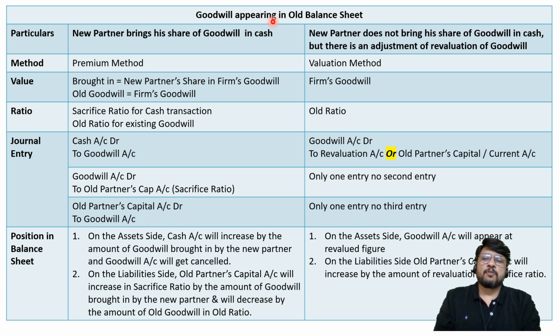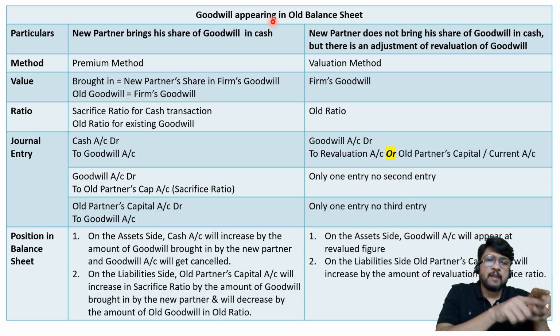Now what is the meaning of problem balance sheet already having goodwill? It means in the past they have already passed the entry for raising the goodwill. Maybe A and B were two partners. Then they admitted C. C was not having capacity to bring in goodwill at the time of his admission. So they raised the goodwill. At that time it was not written off. So goodwill is there in the balance sheet. And now they are admitting D.